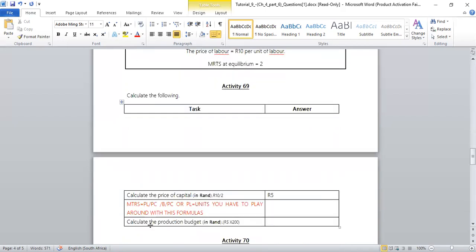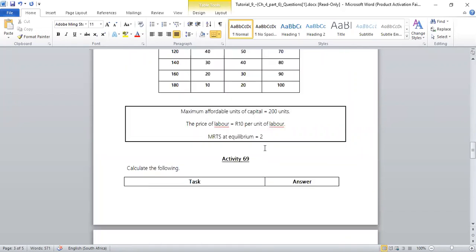Then calculate the production budget in rent. Even here, guys, we are playing around with formulas. So 5 Rand is the price of capital times how many affordable units of capital? 200.